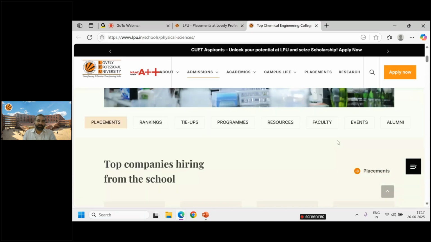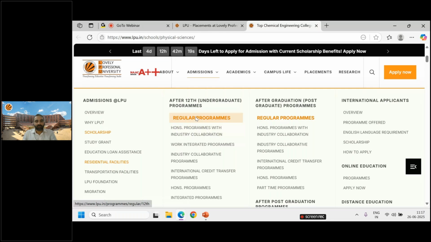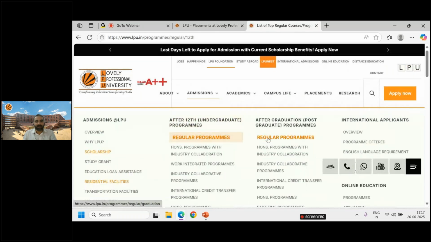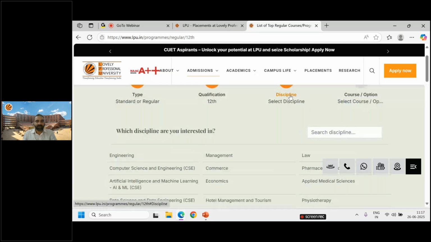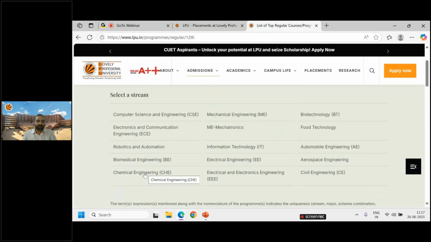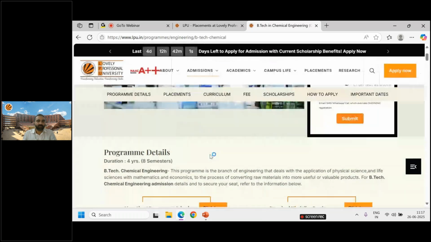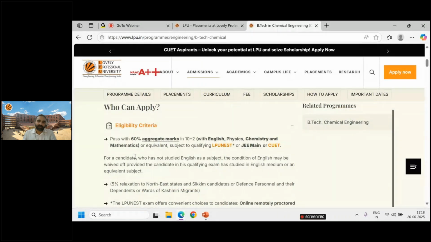If you want to know the details of a particular program, then you go to the admissions, then go to the regular programs, and you can search over here. You go to the discipline. Under the discipline, suppose you want to know about BTech chemical engineering, you click over here, choose the stream chemical, and then this is the BTech chemical engineering page. From here you get to know all the details, starting with the eligibility. As you know, we require 60% in your 12th class, and the subjects you must have studied in 12th are English, physics, chemistry, and mathematics. These four subjects you must have studied in the 12th class.